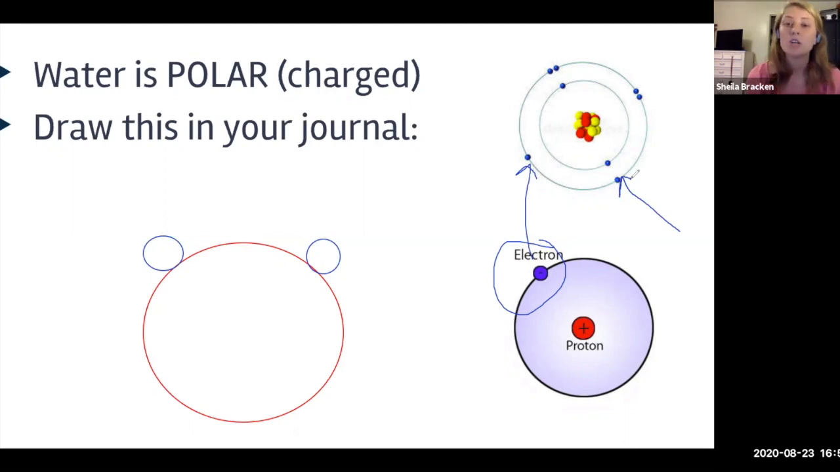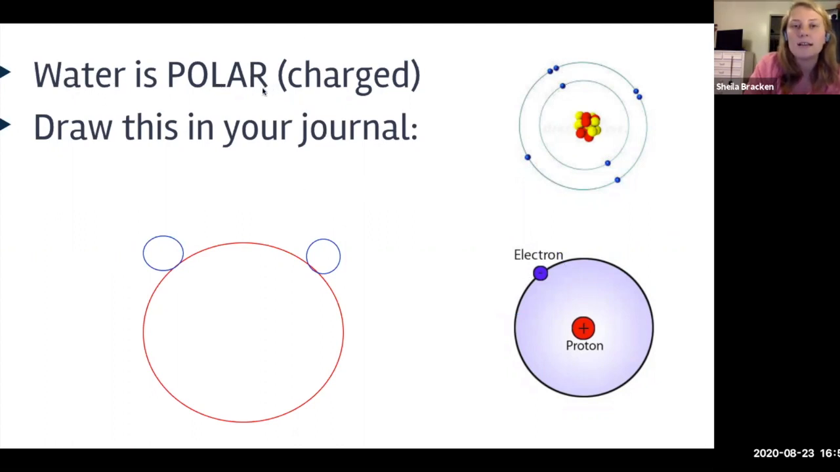Now these bonds are what we call covalent bonds. They are very strong bonds. They are sharing these electrons. But the way that they are shared is unequal. It's not equal. So let's talk about what that does and why that's important for the polarity.